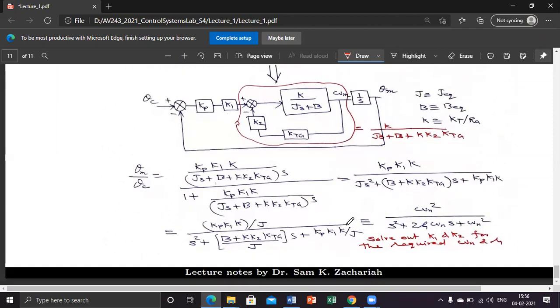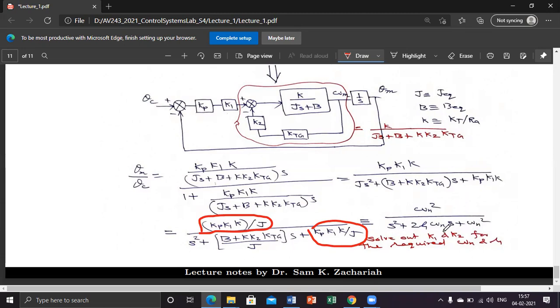And after closing this loop, you will get this equation. You can look at the structure of this equation. The same coefficient Kp, K1, K by J. Same thing is appearing here, Kp, K1, K by J, and S square. Or finally, you can equate this to the standard form: omega n square divided by S square plus 2 zeta omega n S plus omega n square.